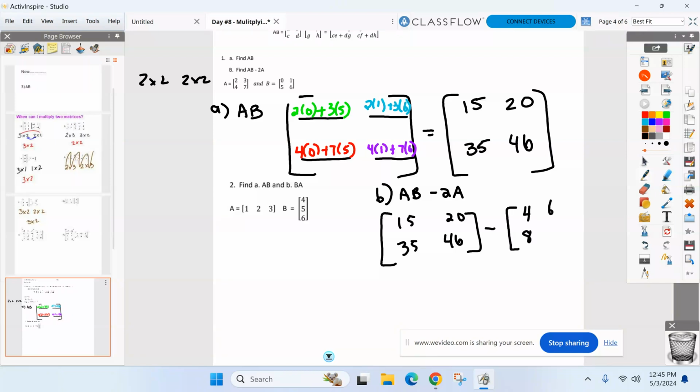4, 8, 6, 14. 11, 14, 27, 32. Just doing that in my head quick. It looks good.